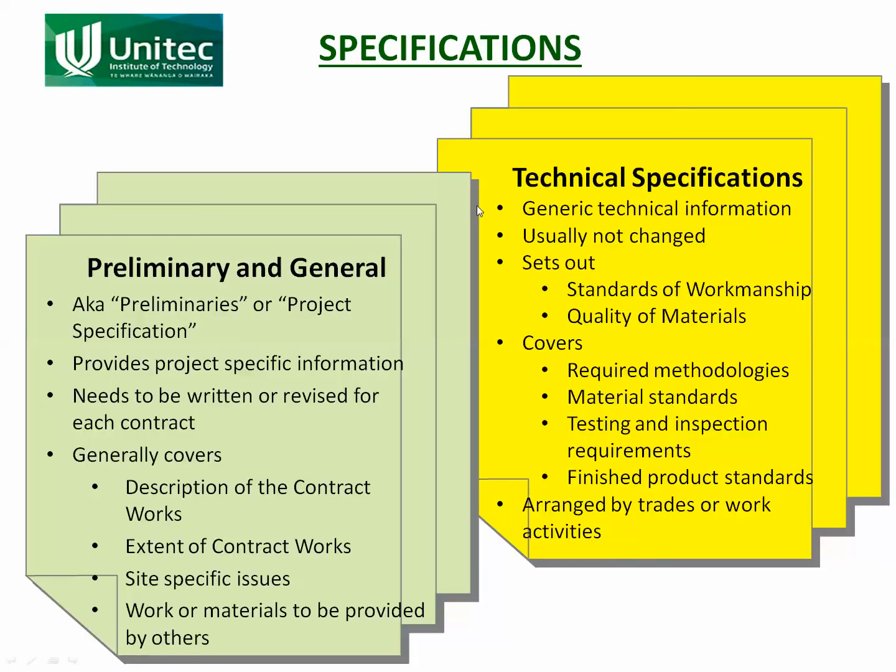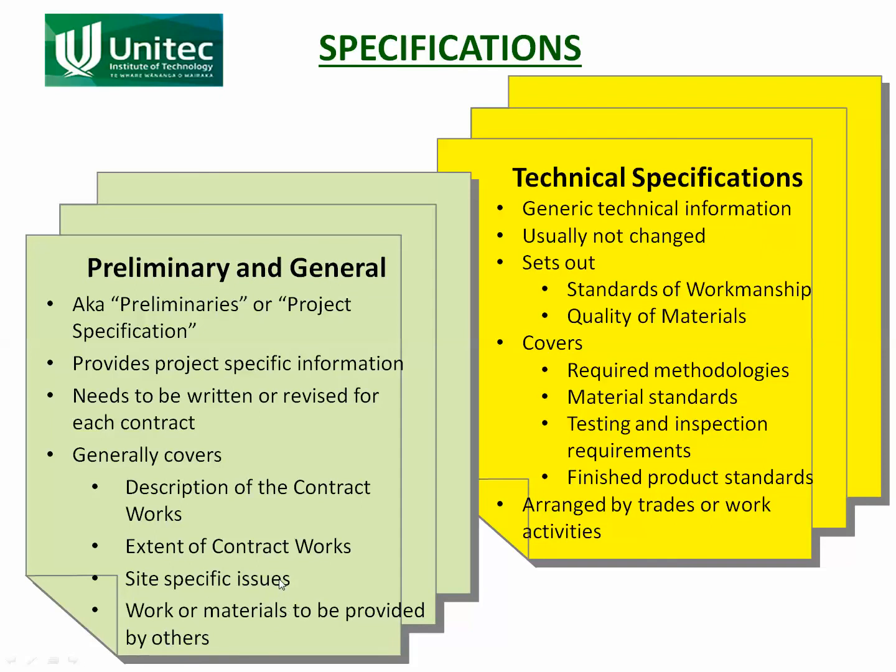Specifications themselves, the specification document normally consists of two parts. The first one is the preliminary and general. Now it's a bit confusing calling it general because it's not really a general statement, because it is specific to the project. It's project specific. So it's also known as the preliminaries or the project specification. It is written for the contract, so it says project specific things like what is involved in the contract works, what needs to be done, what is included in the contract works and what is not included, what materials might be supplied by others, site-specific issues.